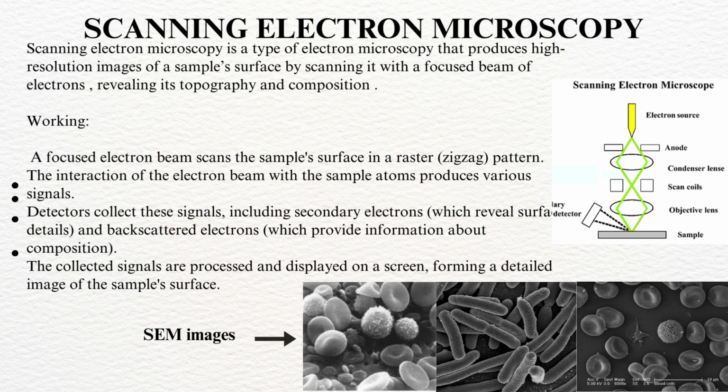Speaking about the working of SEM, a focused electron beam scans the sample surface in a zigzag pattern. The interaction of the electron beam with the sample atoms produces various signals. Detectors collect these signals, including the secondary electrons, which reveal surface details, and the backscattered electrons, which provide information about the composition. The collected signals are processed and displayed on a screen, forming a detailed image of the sample surface. Scanning electron microscopy produces dark images of the specimen.